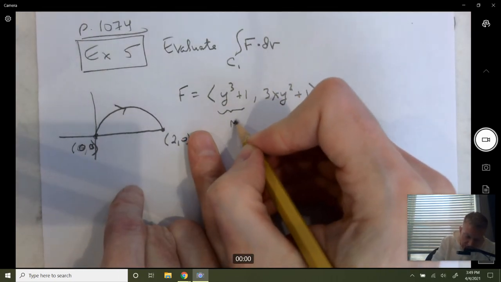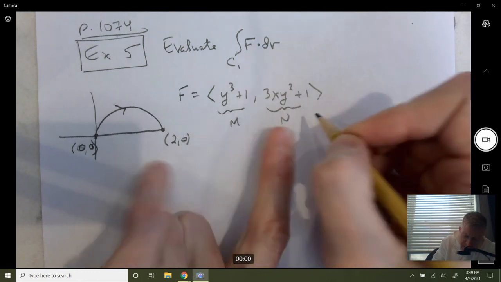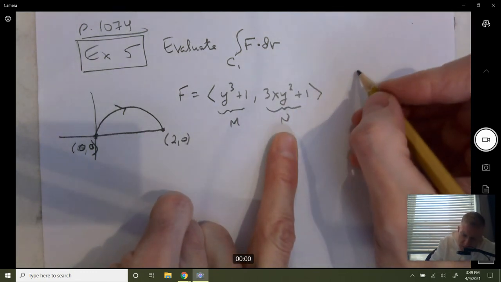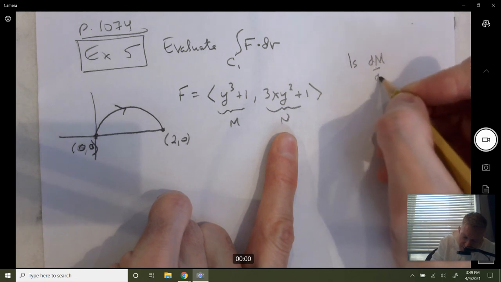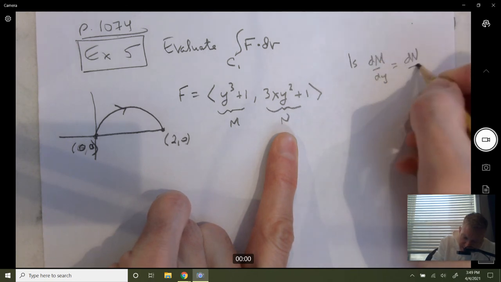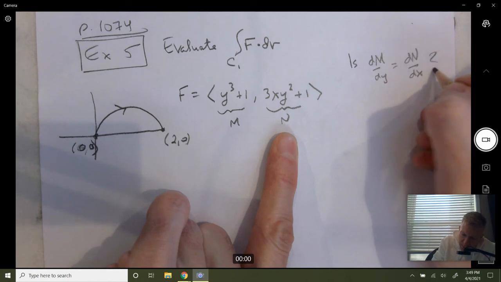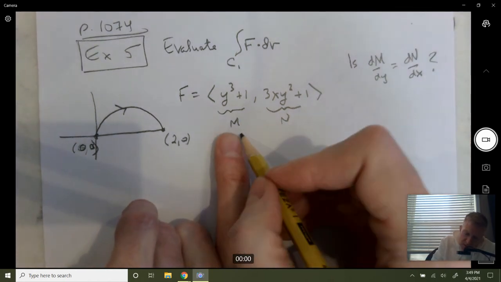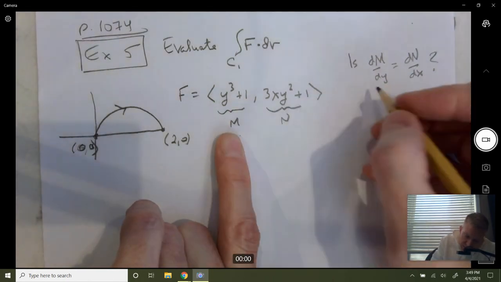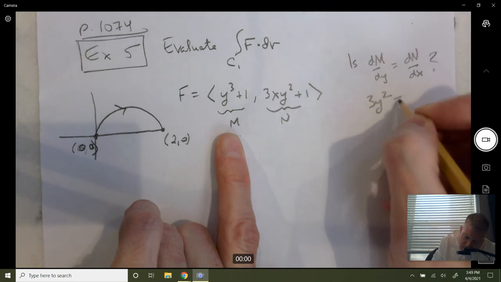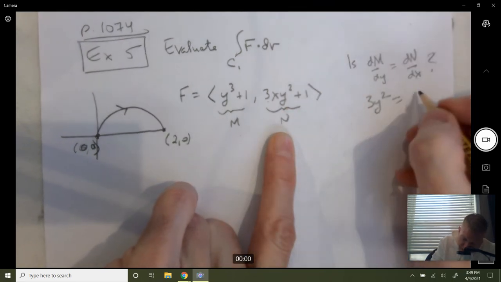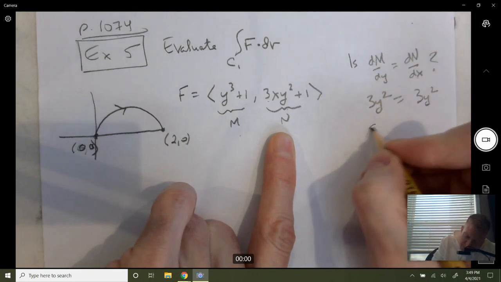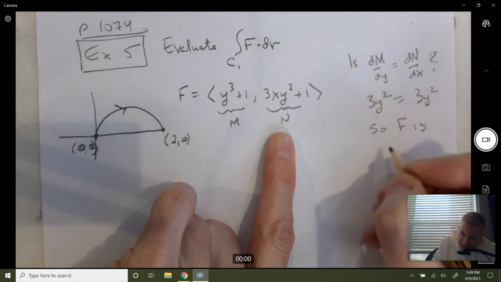Remember, this thing is M and this thing is N. There's only two dimensions here. So is dM/dy equal to dN/dx? That will tell us if this is conservative. So the y derivative of this is 3y squared. The x derivative of this is 3y squared. So F is conservative.